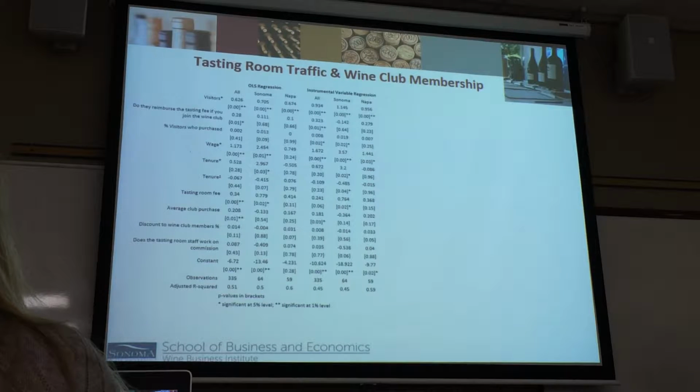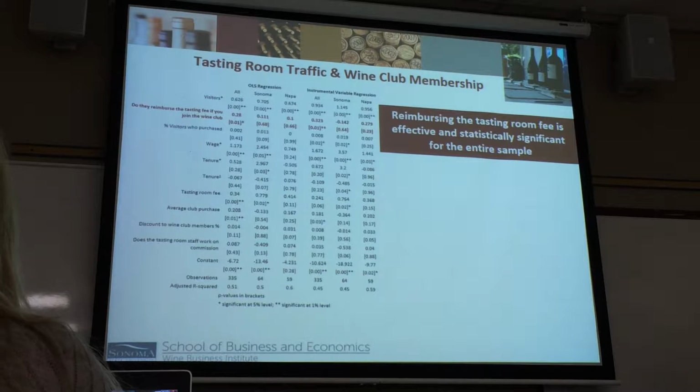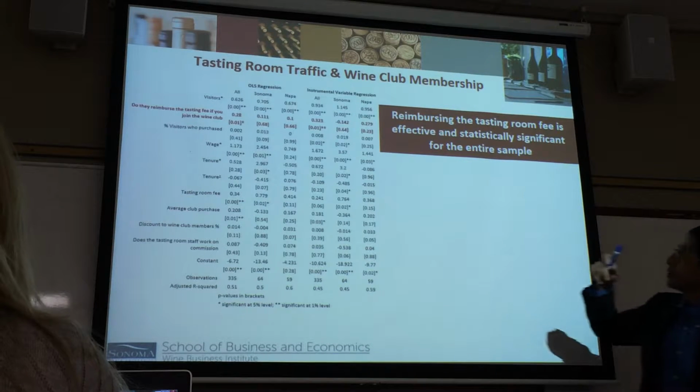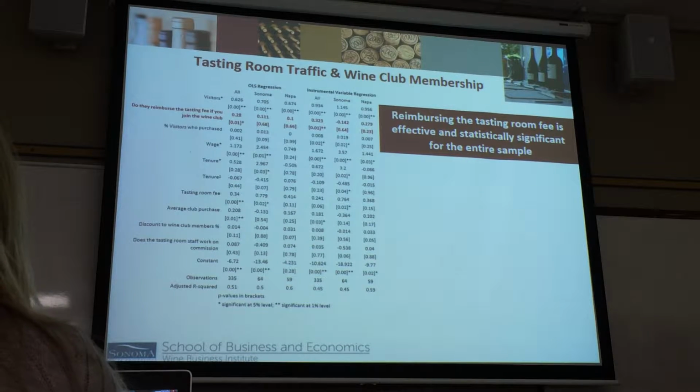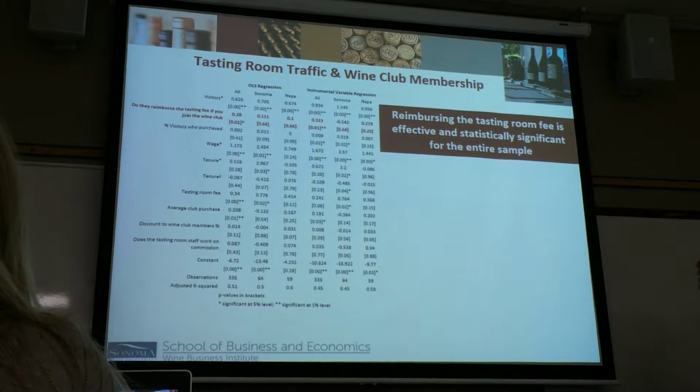So I ran these instrumental variable regressions. And these are essentially adjusted for the fact that you've got that two-way causality. So let's just go down the list of coefficients here. You look at whether or not reimbursing a fee is going to affect the number of signups. And concentrate on these last three columns. It's positive for all wineries, it's negative for Sonoma, and it's positive for Napa, which is strange. So weird results there. It could be our sample's not all that big.